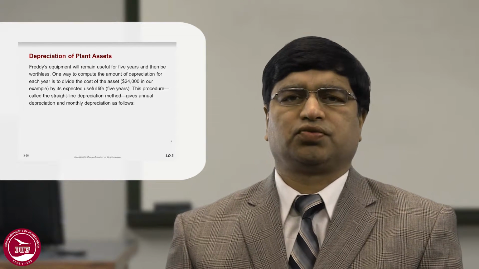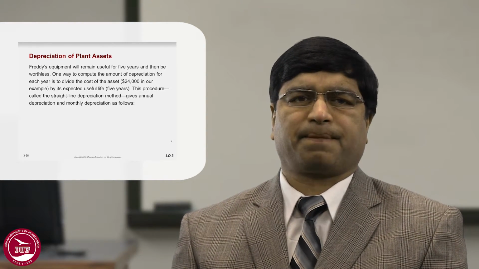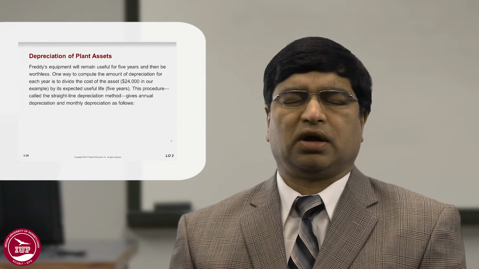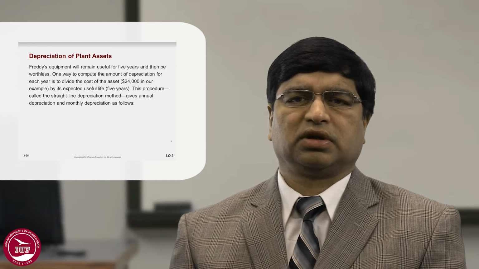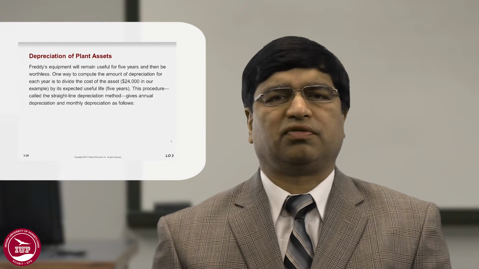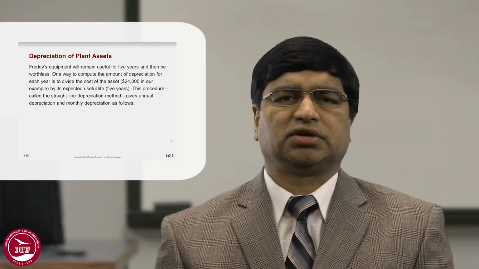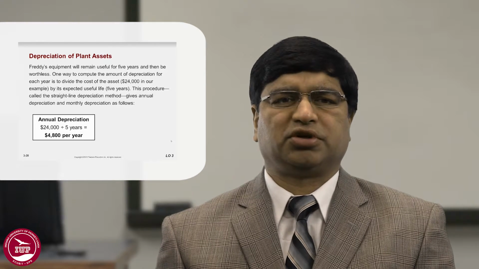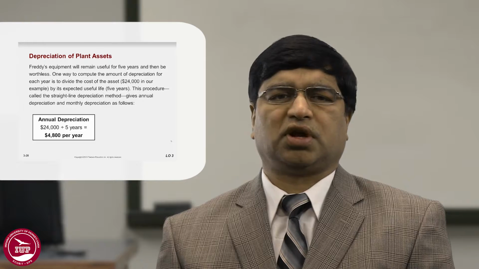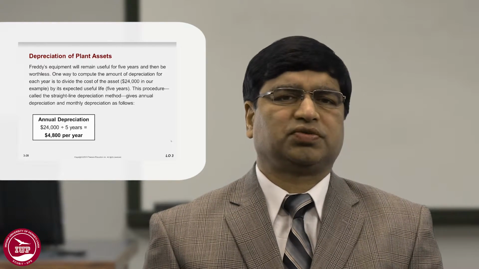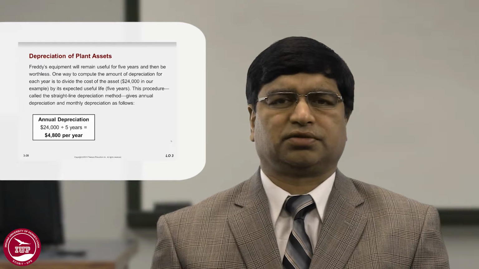Freddy's equipment has a useful life of 5 years. After that it will be worthless. If it had some residual value, then we can subtract that from 24,000. So what we do is, if you are doing the straight line depreciation, you take $24,000 and divide by 5. So the expense for this year is $4,800.